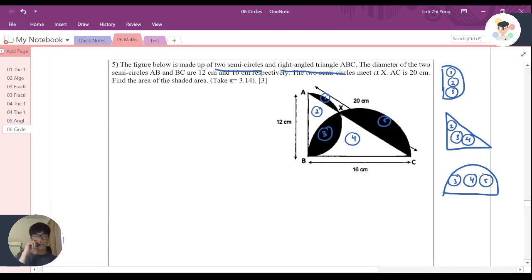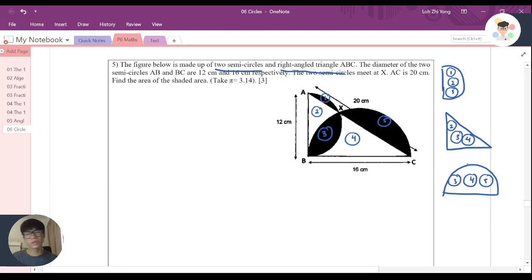The reason I put a number there is that it helps me a lot when I do the calculation. It means that if I calculate the area of this semicircle, it will give me the area for 1, 2, and 3. If I calculate the area of this triangle, it will give me 2, 3, and 4. If I calculate the semicircle, it will give me 3, 4, and 5. So far so good? Should be fine, right?